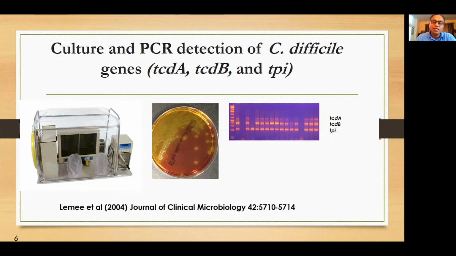This bacterium has two groups, toxigenic and non-toxigenic. Toxigenic strains can cause disease, but non-toxigenic strains cannot. There are several toxins they can produce: enterotoxin, cytotoxin, and binary toxin. Binary toxin is produced by a specific group of strains, but most of these strains produce cytotoxin and enterotoxin.